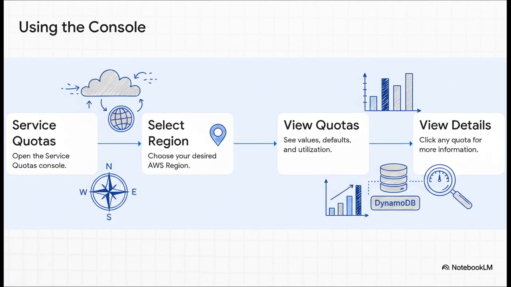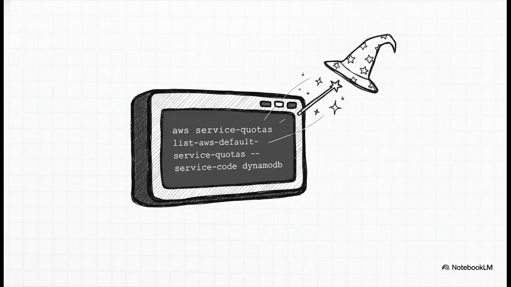You just select your region, and boom, you get this beautiful dashboard showing you all your DynamoDB quotas, what the defaults are, and even your current utilization. It is your one-stop shop for a quick health check. And of course, for all of you command line wizards who basically live in the terminal, you can pull the exact same information programmatically. This one simple AWS CLI command will list out all the default service quotas for DynamoDB. It's perfect for scripting, for automation, or just for getting a quick answer without ever having to leave your keyboard.